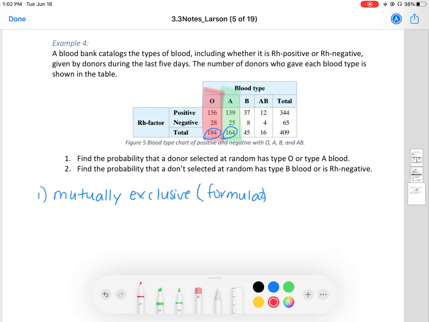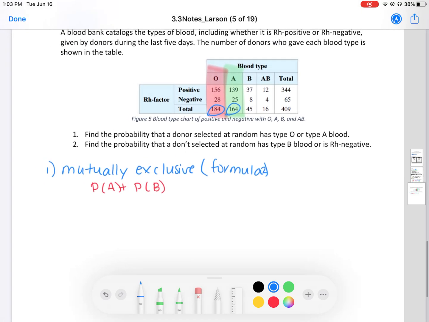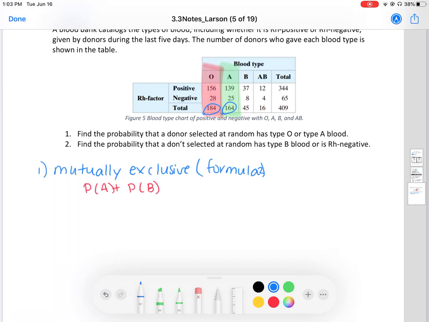So our formula would be P of A plus P of B, each event separately. P of A, the probability of having O blood, is 184 out of the 409. The probability of B, type A blood, is, O and A. A is 164 out of 409. I thought I said B. I think I said B by accident.